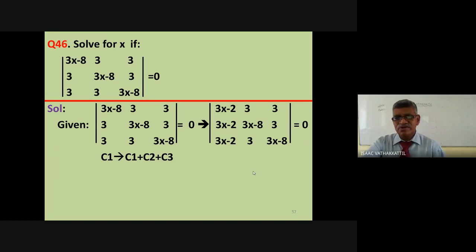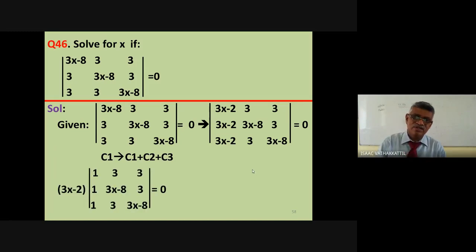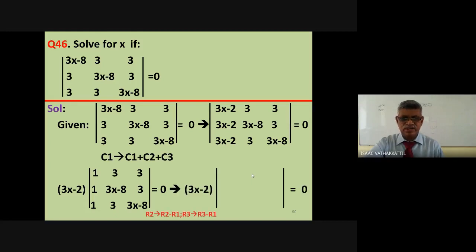Okay? Now take 3x minus 2 common. You get 1, 1, 1. Second column as it is. Third column as it is. Now generally you proceed. R2 changes to R2 minus R1, and R3 changes to R3 minus R1. Okay? R2 changes to R2 minus R1. R3 changes to R3 minus R1.